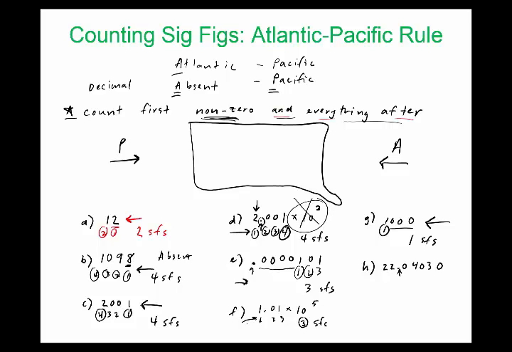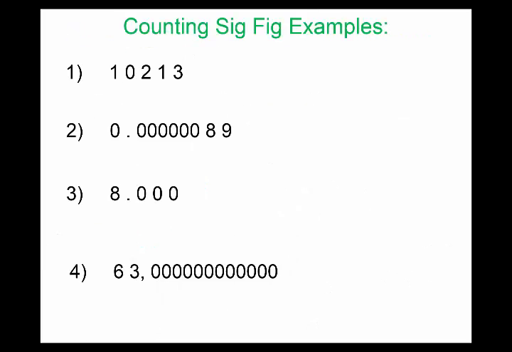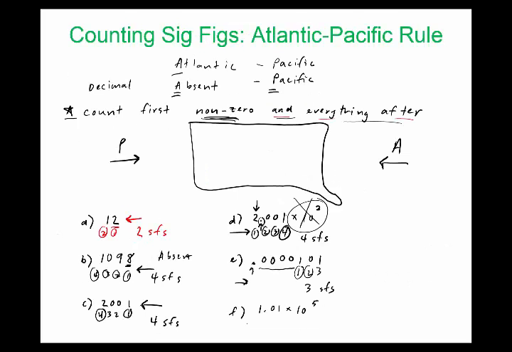Decimal point's present, so we count from this side of the number. So just start way over here, Pacific Ocean, and then you count. I lost my spot here.